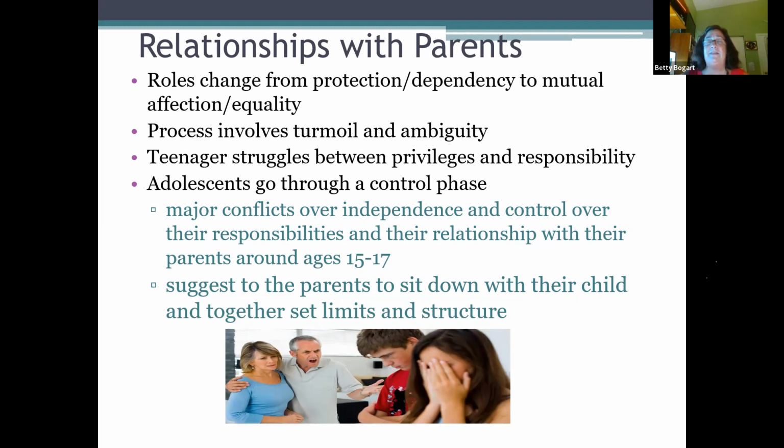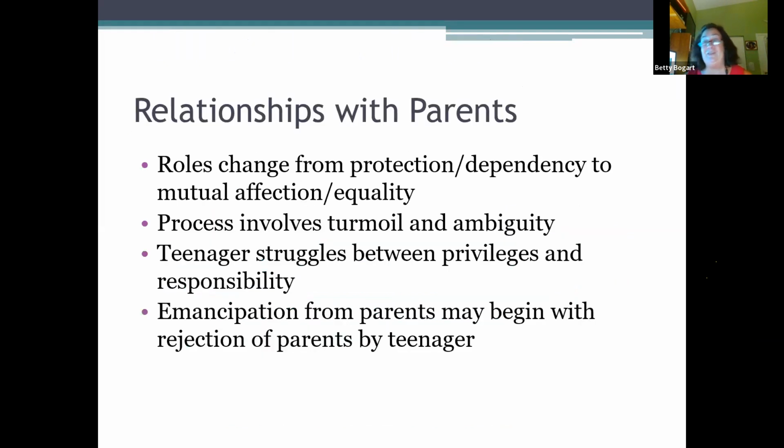And the major conflict over independence and control, okay, it's ages 15 to 17. They're not that younger age. They're not the older. They're right in the middle where they think they're old enough, okay? What would a nurse do? Well, you suggest they sit down with their child, try to set limits and structure. It is very difficult. I've been a parent of teenagers. I understand it completely. Thank goodness I held on for the roller coaster ride, and they turned out pretty good.